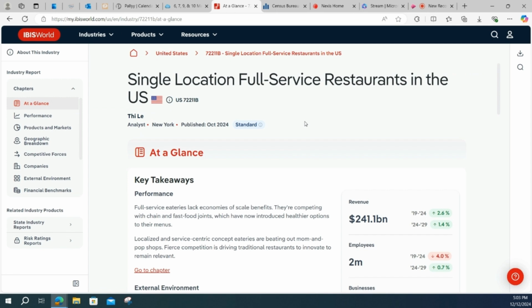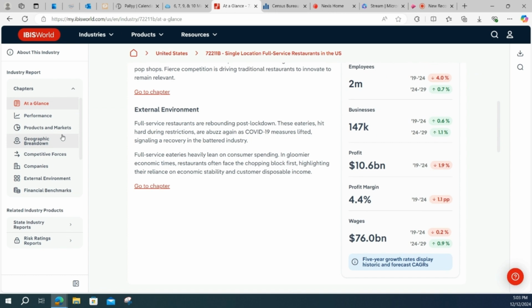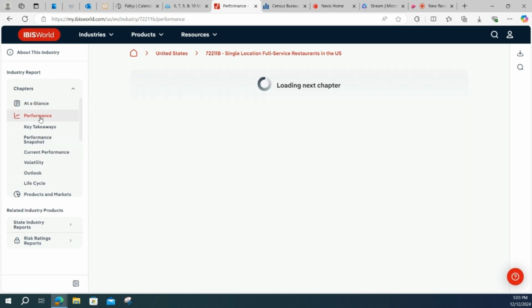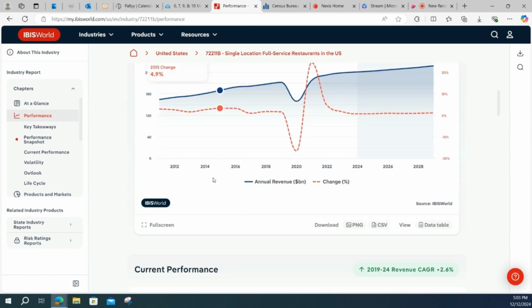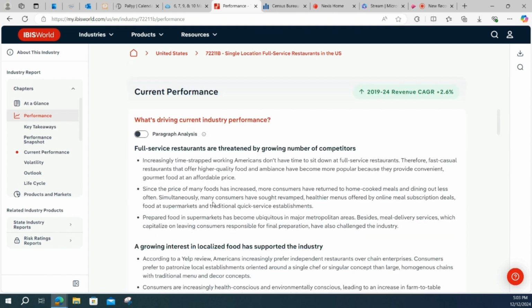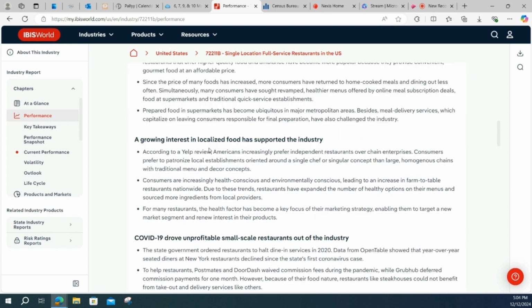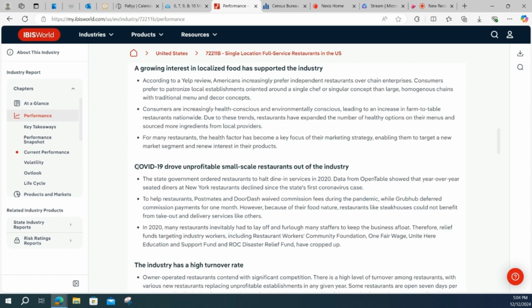As I'm scrolling around, it gives me a very good overview. If you look down the right-hand side, there's all kinds of statistics. I'm going to skip to the performance section and look at all the information that's here. The revenue, it gives me a key takeaway. They're really good at explaining what all this data means. For example, what is driving current industry performance? They give you the idea that small businesses are threatened by competitors. We're buying locally sourced food more and more in restaurants.